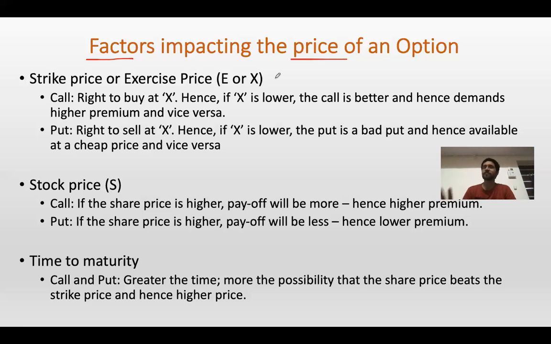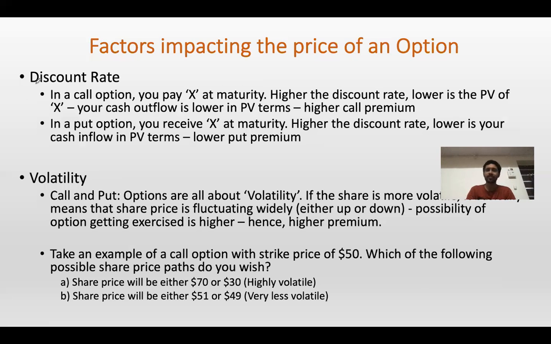Now, there are totally 5 factors which impact the premium on an option. The 5 factors are: number 1, strike price; number 2, stock price; number 3, time to maturity; number 4, the discount rate; and 5th, the volatility. I'll repeat all the 5 factors. 3 are visible on your screen. First is the strike price, also called the exercise price. Second is the stock price. Third is the time to maturity. Fourth is the discount rate. And 5th is the volatility. All right.